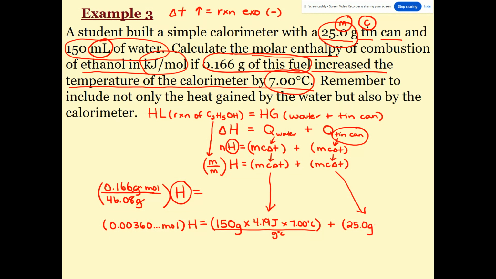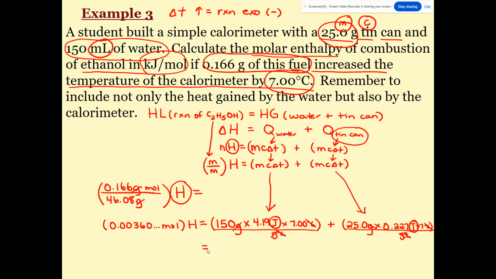The tin specific heat capacity is in your data booklet on page 3. Tin is 0.227 joules per gram degree Celsius. And my temperature change, again, is the 7 degrees Celsius, the same temperature change as the water. So unit analysis, my grams and degrees Celsius cancel for both calculations. And I'm going to be left with a value in joules that will be added to another value in joules to give me a total value in joules. So let's actually simplify and do that calculation.